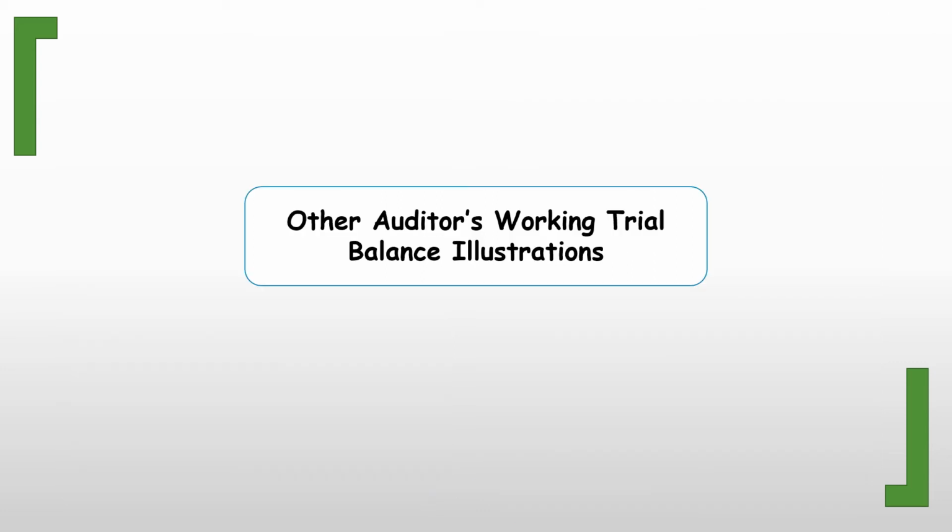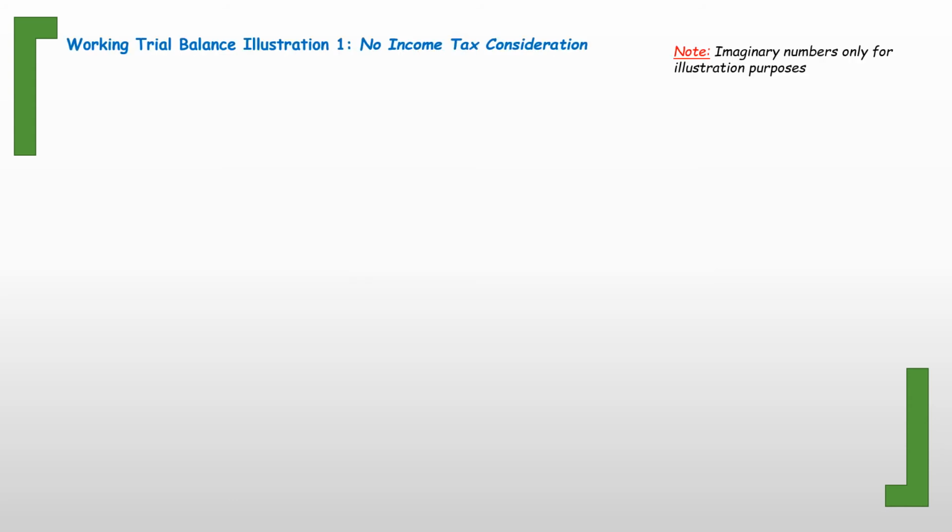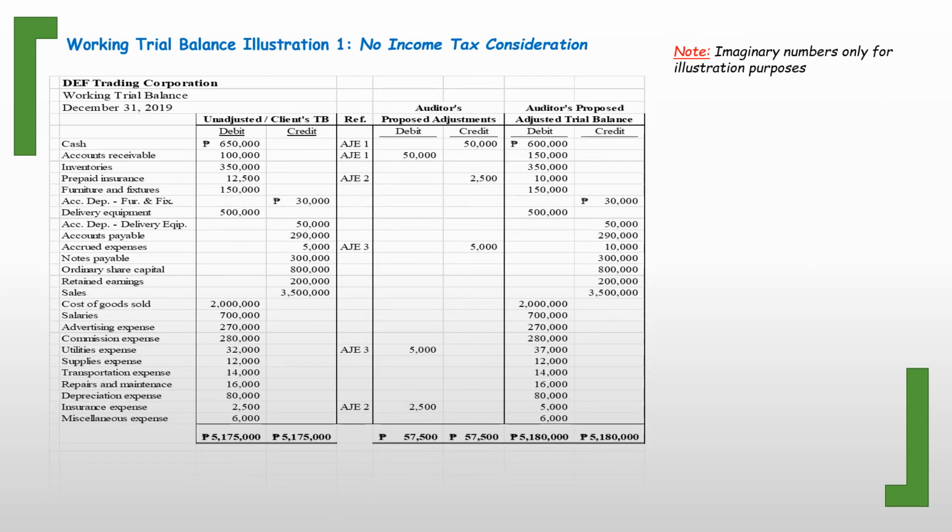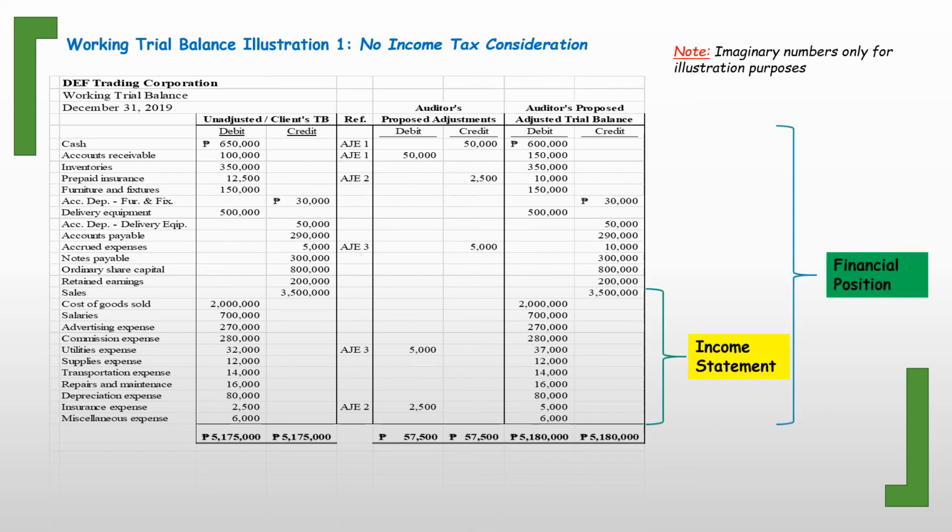Other auditors working trial balance illustrations. Illustration 1, no income tax consideration. So as you can see, from adjusted trial balance to auditor's proposed adjustment, then yung auditor's proposed adjusted trial balance. So kung walang income tax consideration, we gonna prepare the income statement and the financial position.